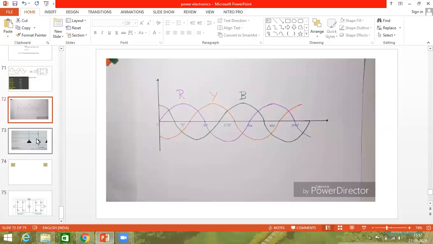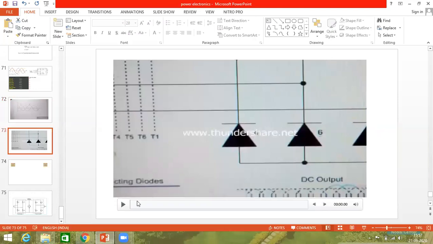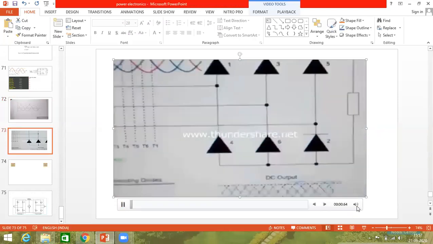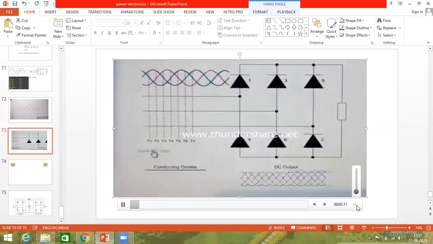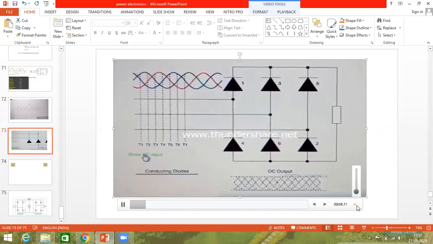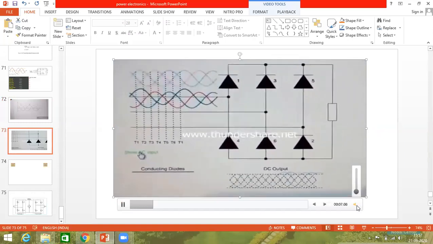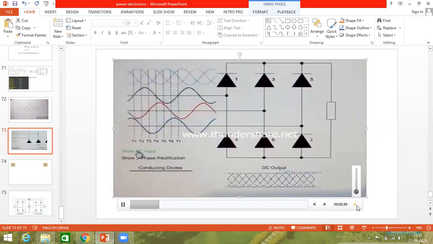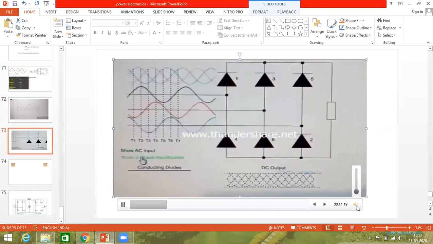Okay. Now I'll show the animation. For those who are having the confusion, you can see this animation also. This is the circuit, with the input voltages, the same explanation that we have taken. Three input voltages. Now, case 1.